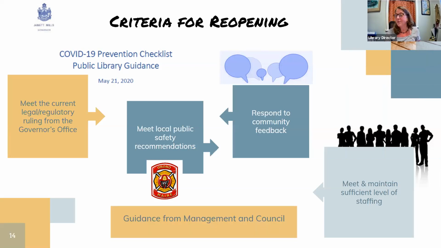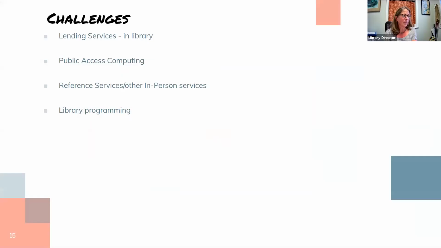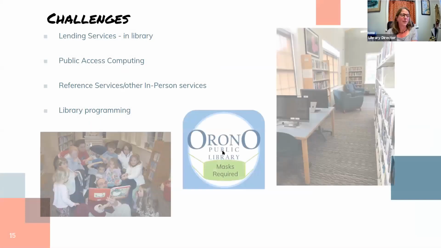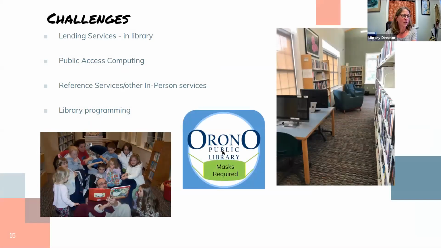Of course, we're always looking for guidance from management and council. So when all of those things come together, then that may be the time that we really seriously consider it. So what are the challenges in reopening? I've given you a few pictures here. One of them is enforcing the mask mandate. In this community, I don't think that would be very difficult, but it is a consideration. The other thing to think about is that in our 6,000 square foot library, it's recommended that we only allow 5 people in at a time.